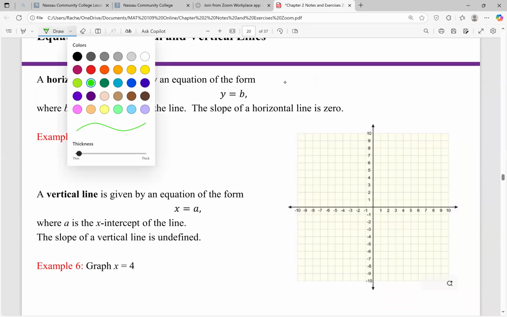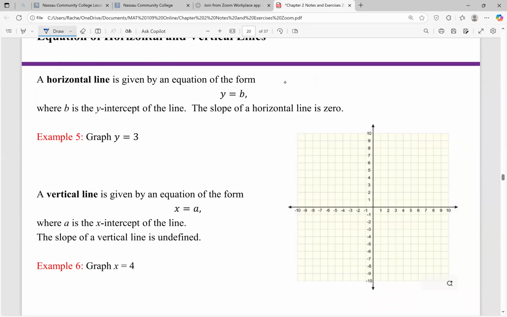So for example, look at example 5. I want to graph y equals 3. Notice the x term is missing. That's because the slope is 0. So if I had y equals 0x plus b, it would look like that, right? Y equals 0x plus 3, and 0x is just 0. So this is the same as y equals 3. And so the y-intercept is 3.